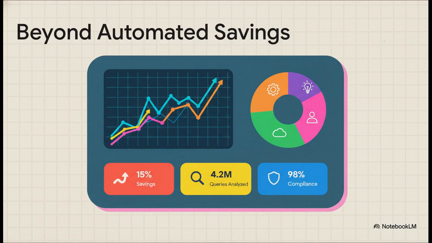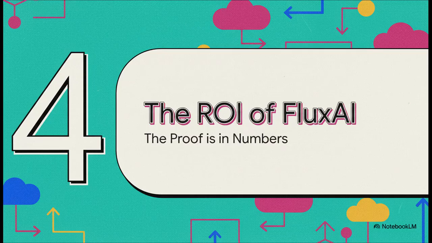But look, FluxAI is about more than just automating savings. It's really about giving you back control. It gives you complete observability with this beautiful dashboard that shows you actionable insights. You can track your costs in real time down to a single request and finally understand exactly where your money is going. All right, let's talk about the bottom line. Let's get to the ROI and see how all this translates into real dollars and cents. Because the features are cool, but the proof is always in the numbers.